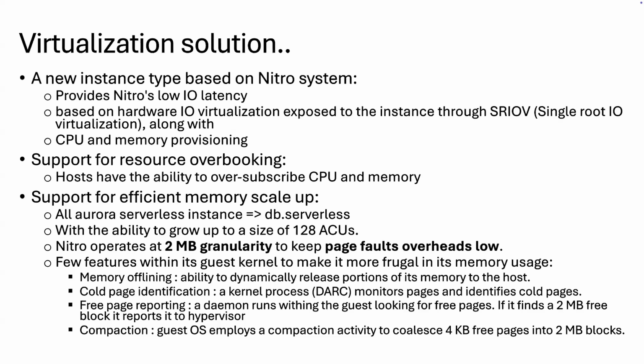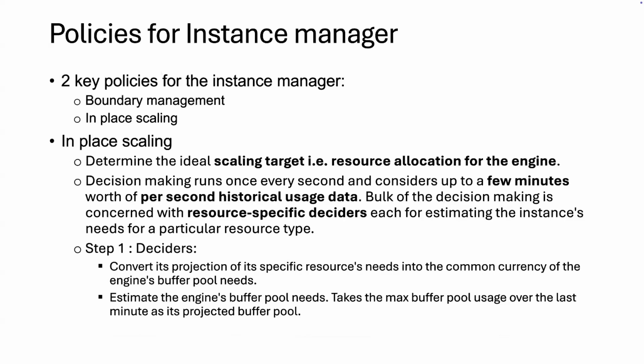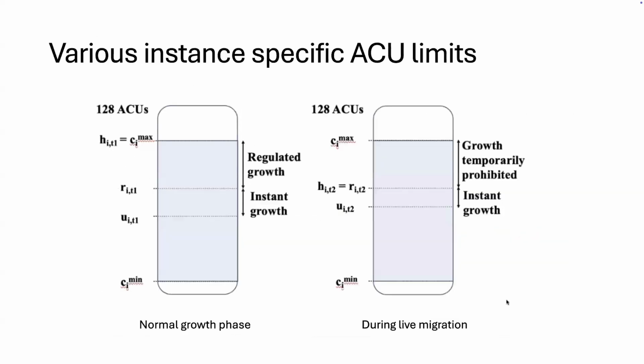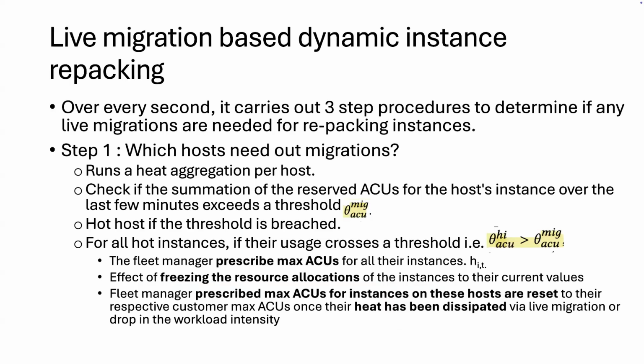There are two policies the instance manager needs to take care of. One is boundary management, and the other is in-place scaling. When I talk about boundary management, as we have shown in the picture earlier, this HIT was provided by the fleet manager, this particular configuration. And RIT is provided by the host manager, or basically the instance manager running on the host. And this basically takes care of in-place scaling.